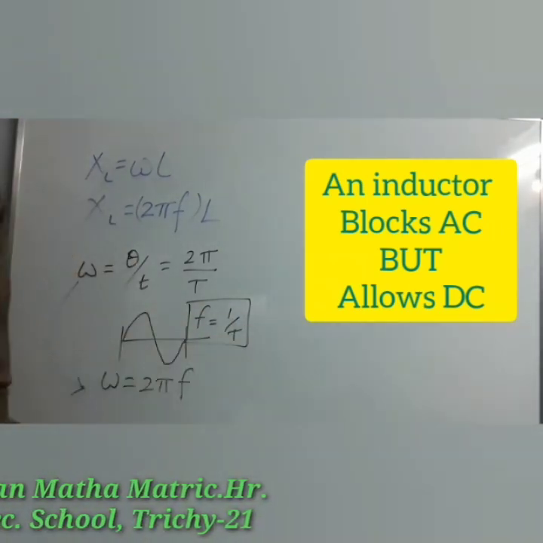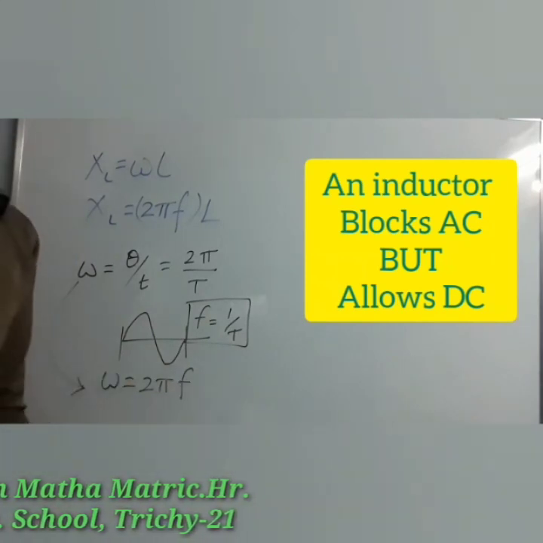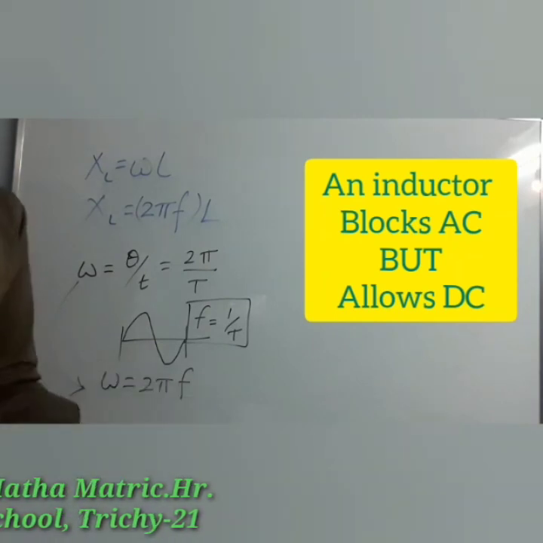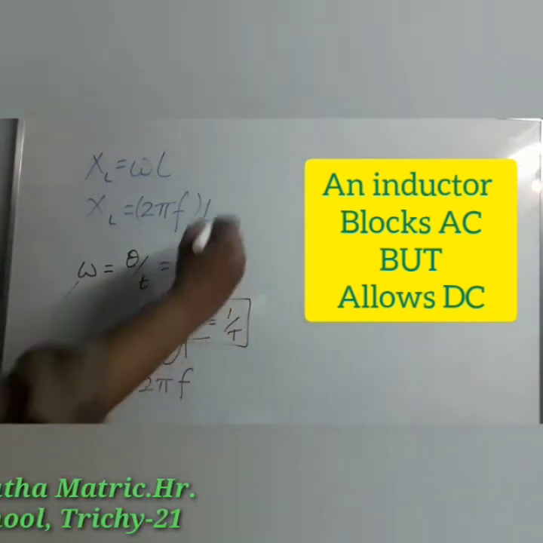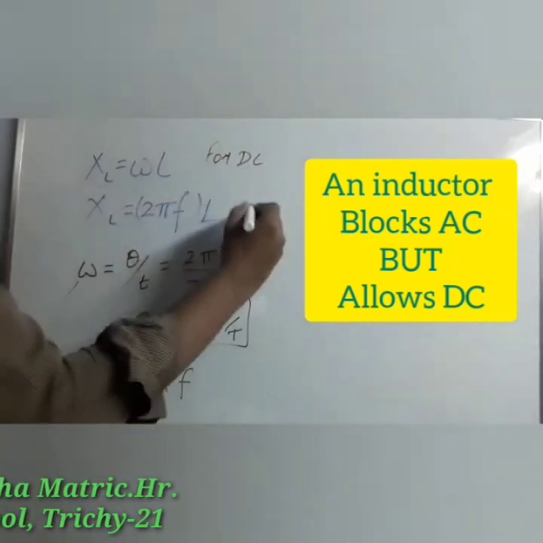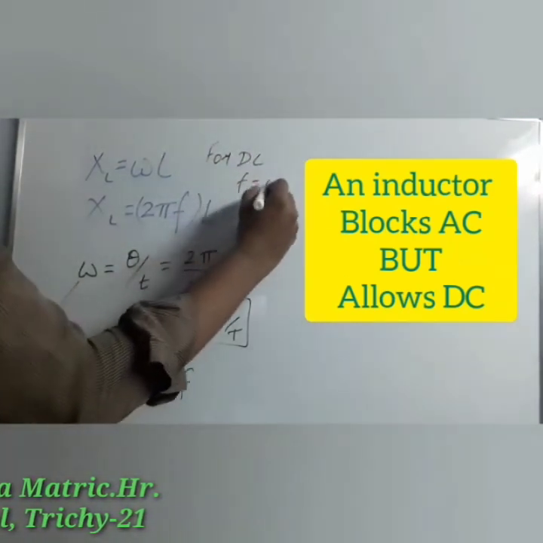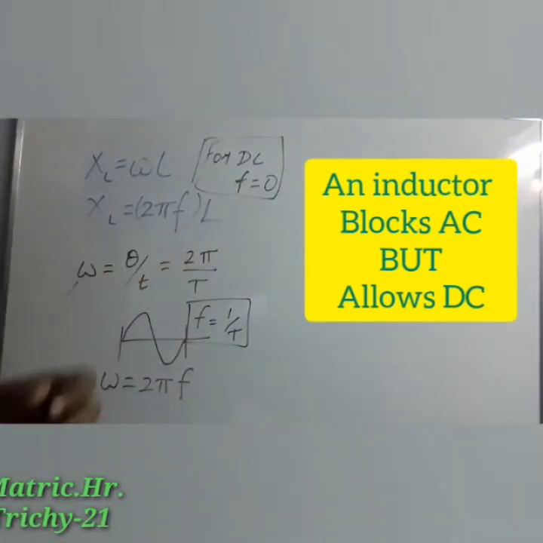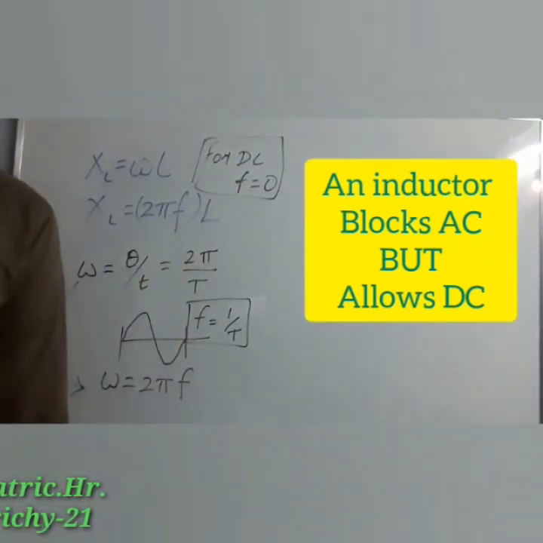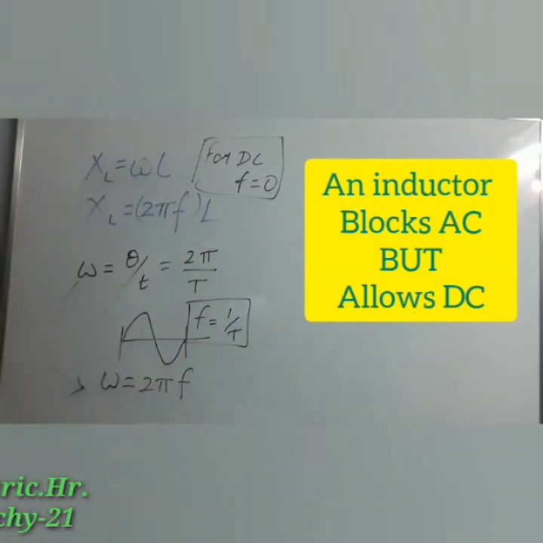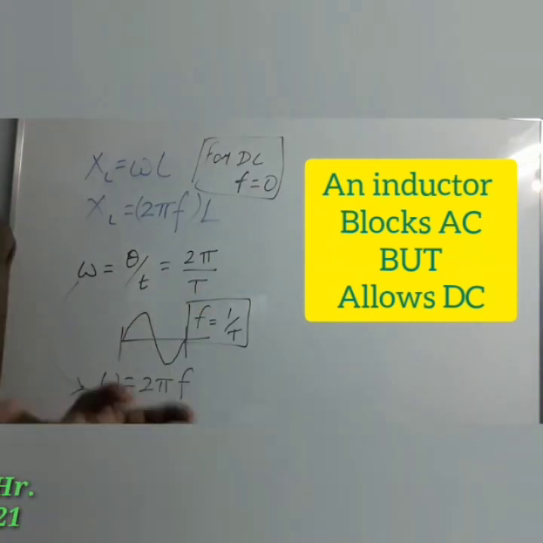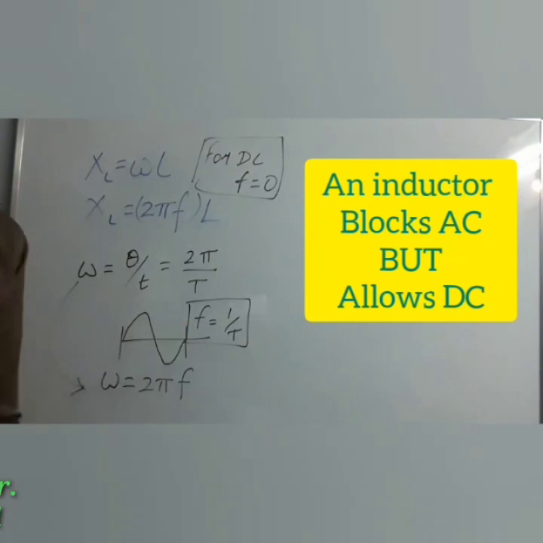For steady current, for DC current, there will be no change in the value of the current. That means there will be no vibration, so there will be no frequency. So for DC, what is the frequency? f is equal to 0. You can apply here. Therefore, XL is equal to 0. That's why an ideal inductor offers no resistance to steady DC current. An inductor blocks AC, but it allows DC.